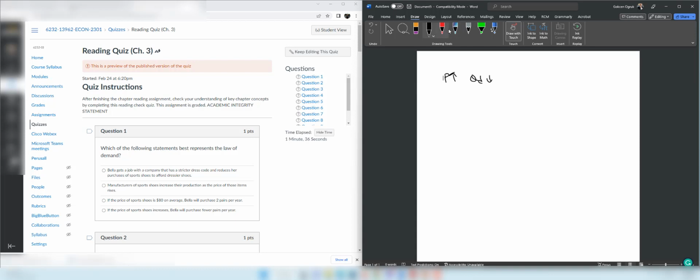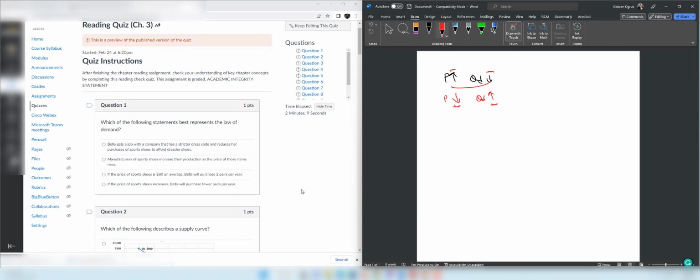But one more thing here, this inverse relation also holds. When the prices are going down, quantity demanded increases. You see, one is going down, one going up, one is going up, one is going down. So there is an inverse relationship. Let's read. Bella gets a job with a company that has a stricter dress code and reduces her purchases of sports shoes to afford dressier shoes. So it's not talking about the relation between price and quantity demanded in the sentences. Manufacturers of sports shoes increase their production as the price of those items rises. Here in this sentence, it talks about not buyers, it talks about producers.